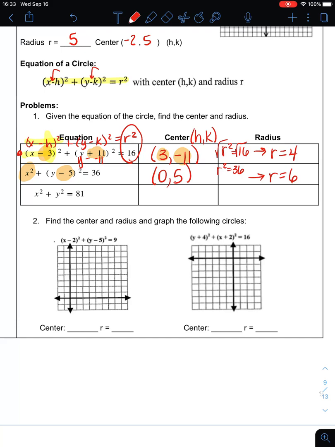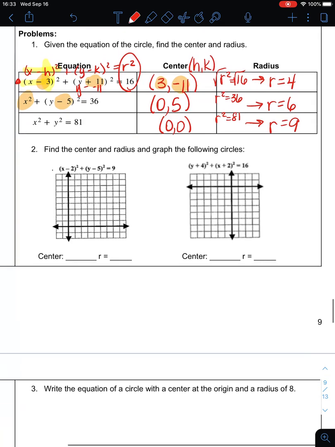And this last one, the x squared doesn't have any h, and the y squared doesn't have any k, so it is understood that the circle has its center at 0, 0. Then if r squared is 81, that means r would be 9.